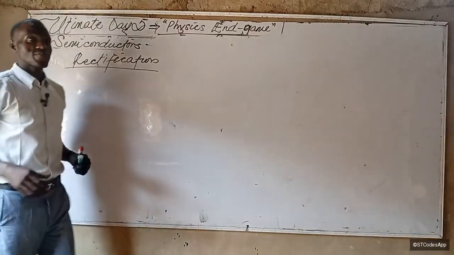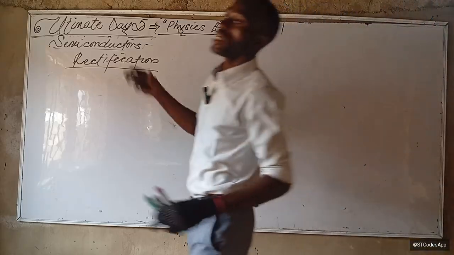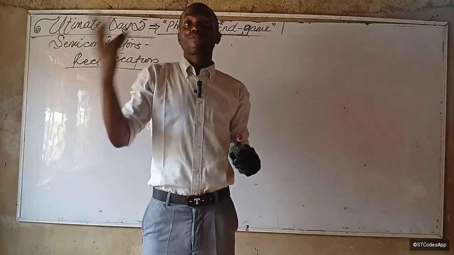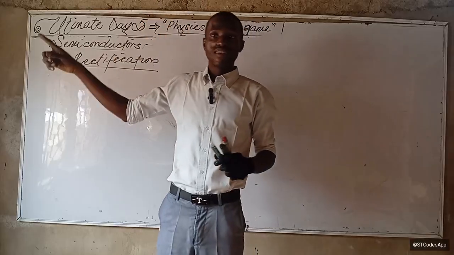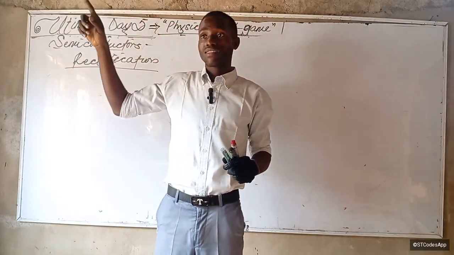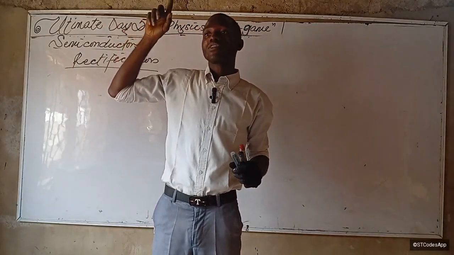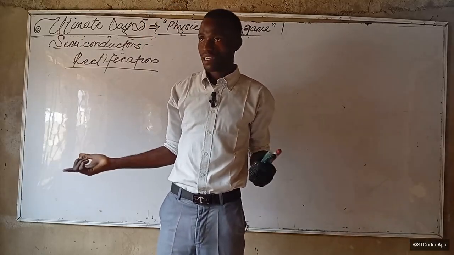What is rectification? Rectification is the process by which we use a diode to convert AC to DC. Is that clear? And there are two types of rectification. What are they? Half-wave rectification and full-wave, or full bridge. Yeah, it's also a bridge, don't you know? It's also a bridge now.